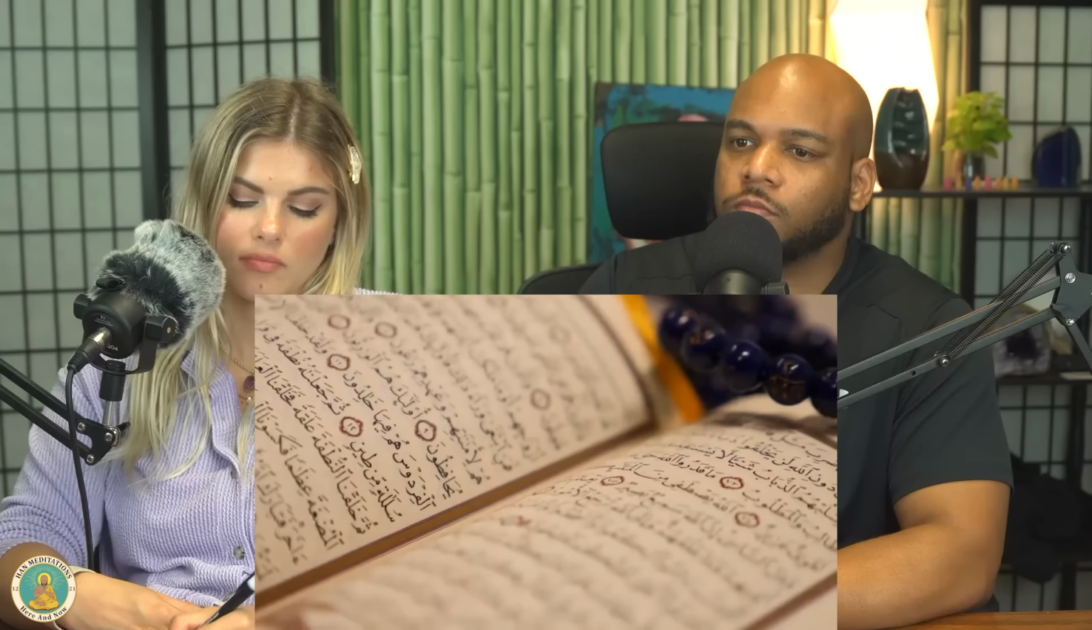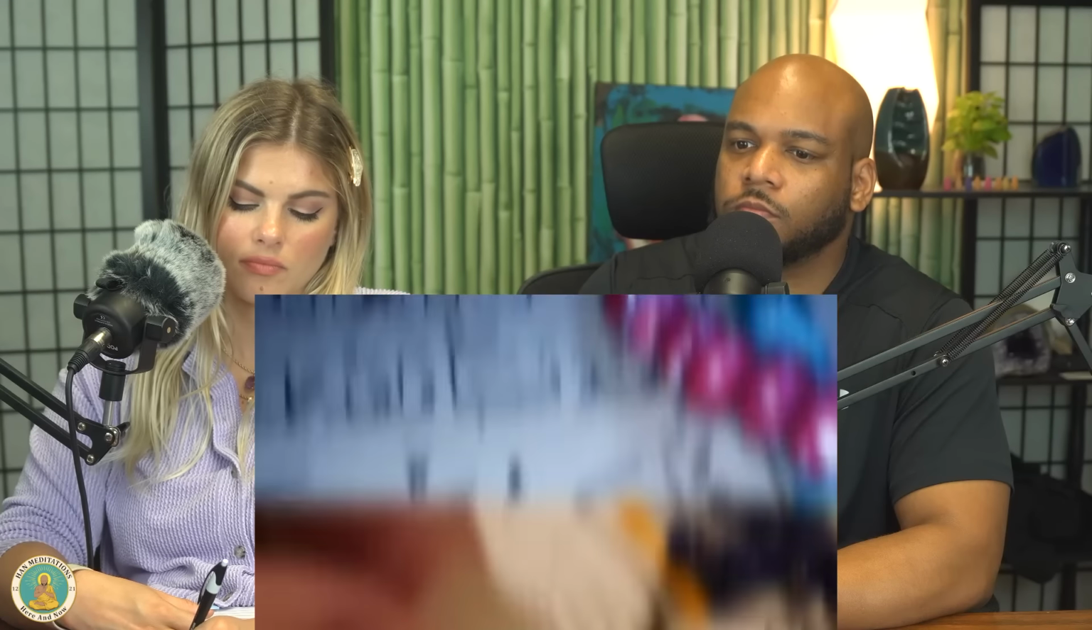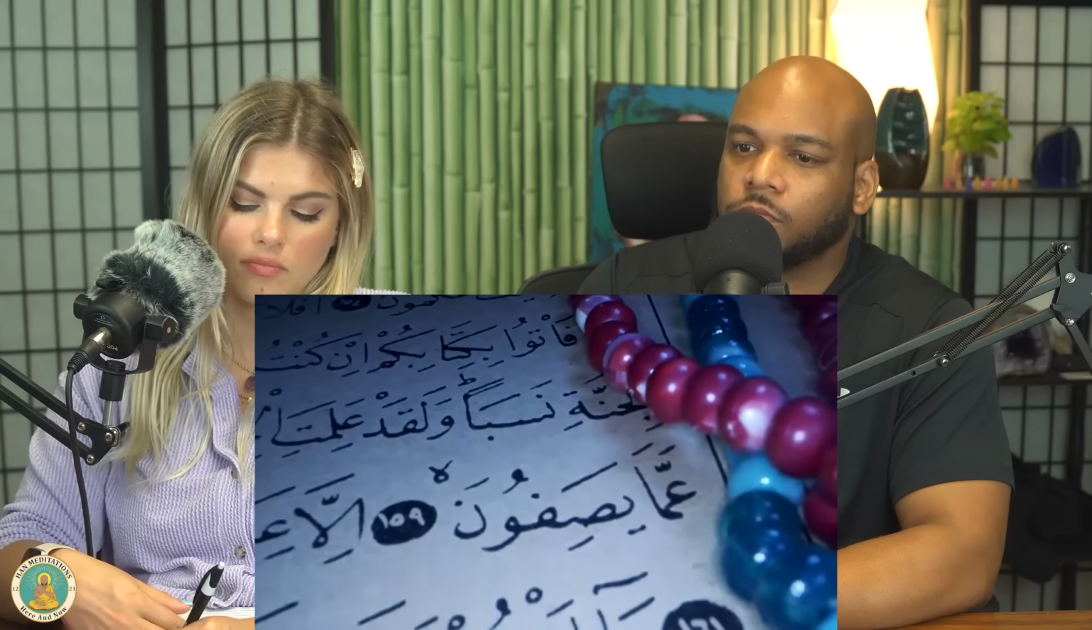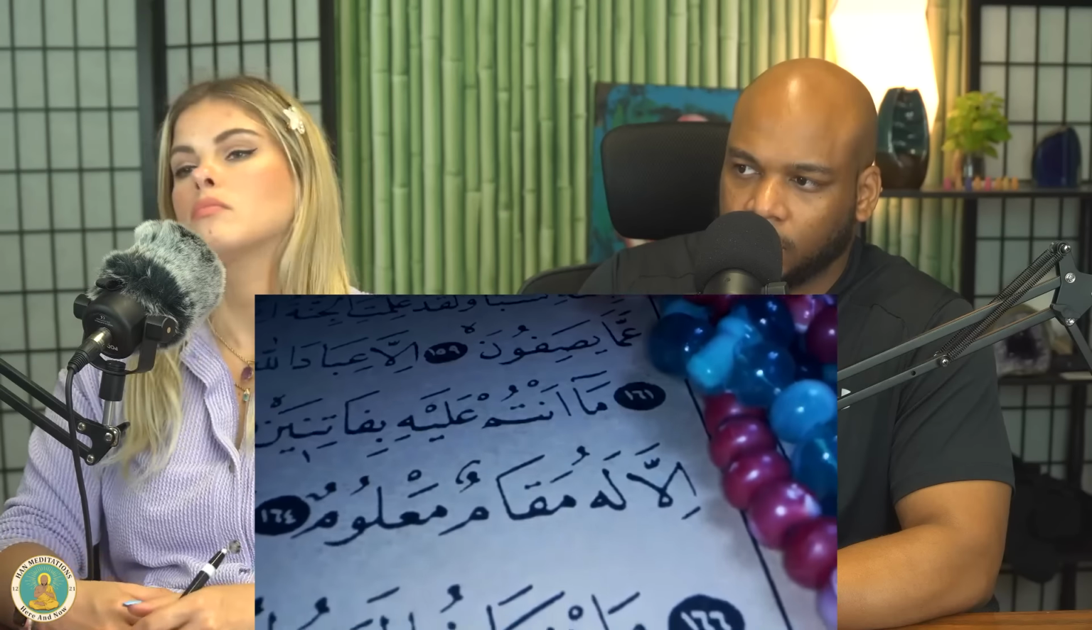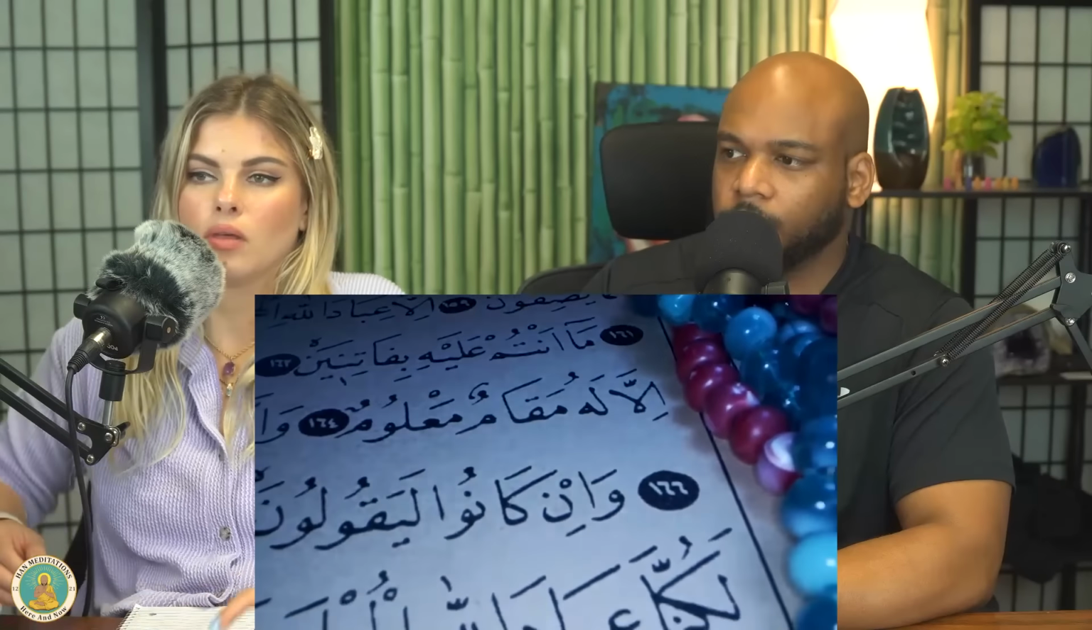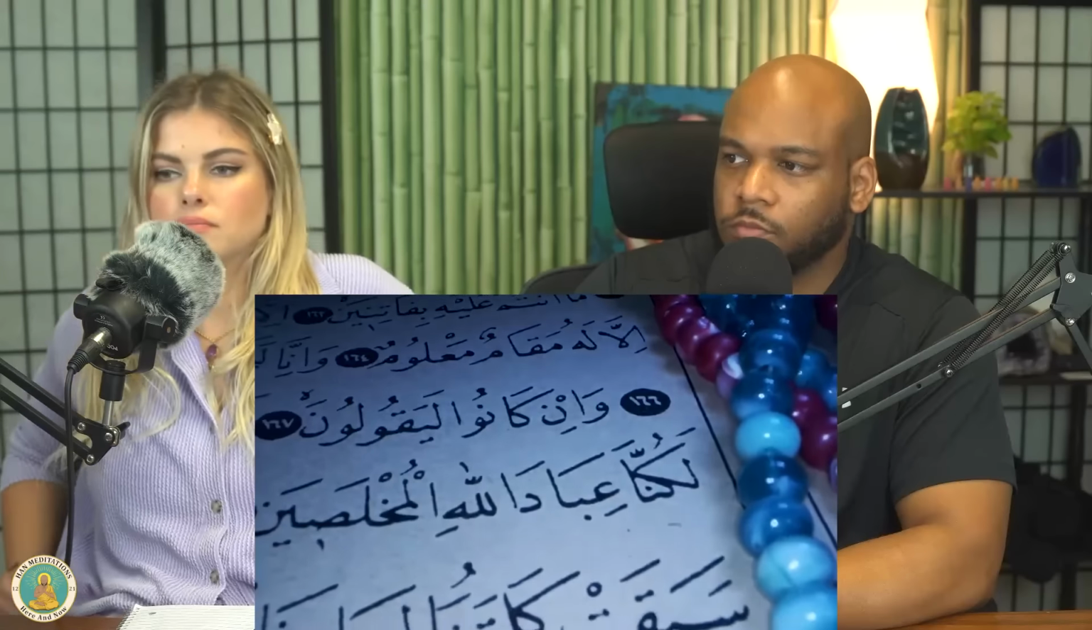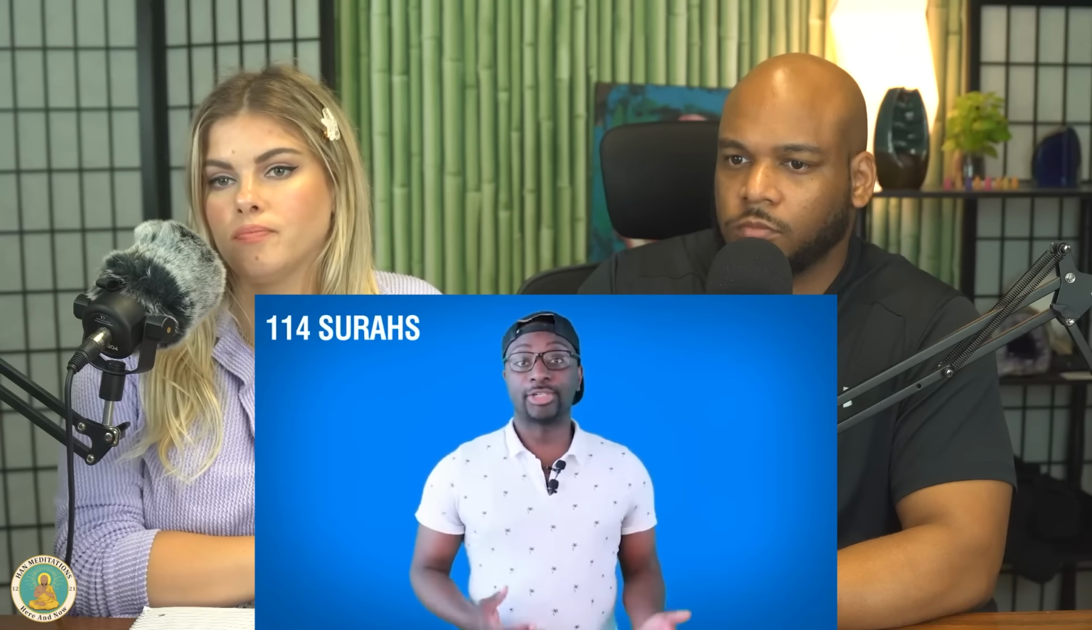When it comes to Islam, the source of all authority in Islam is the Quran. Muslims believe that it is the verbatim word of God, who they refer to as Allah, and God dictated this to Muhammad, the prophet, in the Arabic language. The Quran is divided up into chapters or surahs, and the Quran contains 114 surahs, and the surahs are further divided into verses called ayahs.